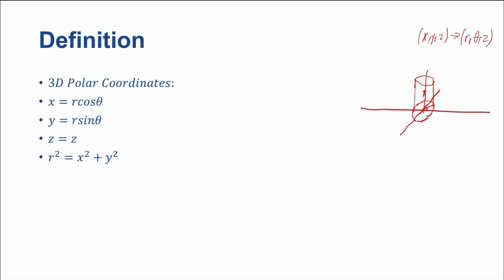And of course, if you want to go the other way, you can find r squared by using the Pythagorean theorem, which is just x squared plus y squared. And likewise, you can find tangent of theta as y over x, right? So if I have a triangle here, and there's my y, and there's my x, and there's my theta, and there's my r, I can go between x and y, and r and theta. And of course, z is trivial because it just goes to z, right?